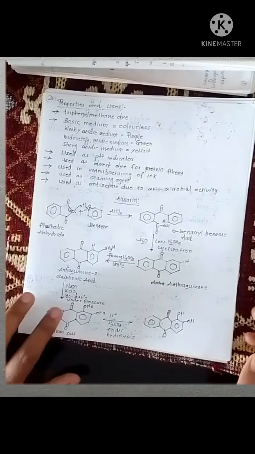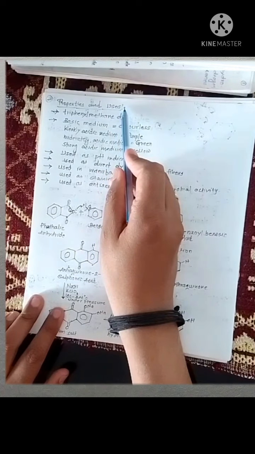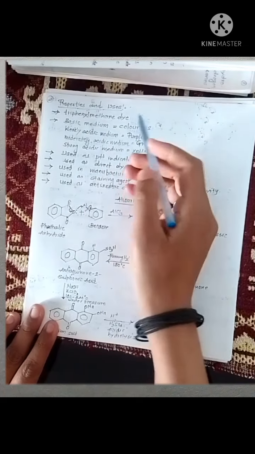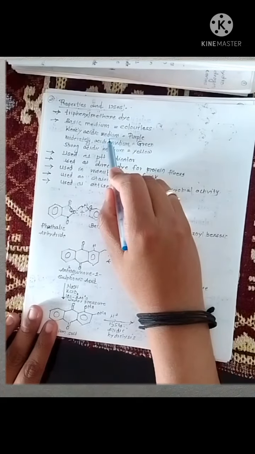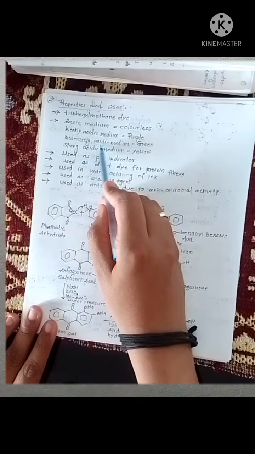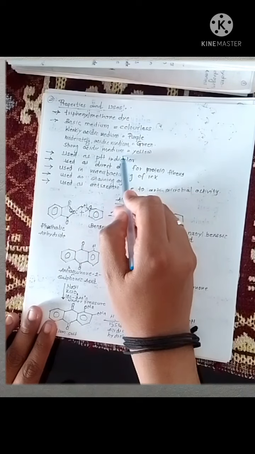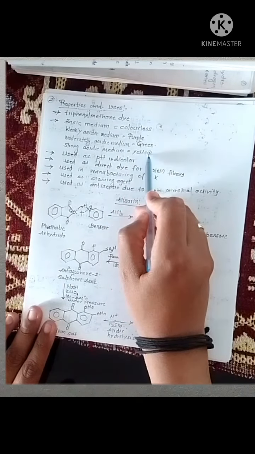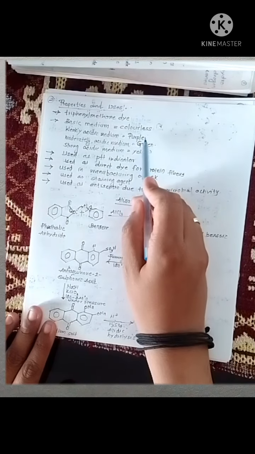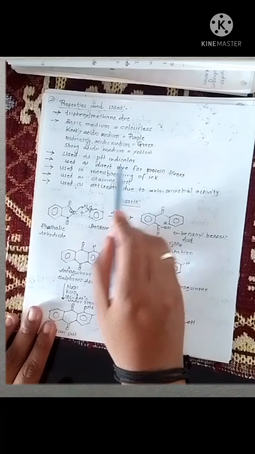So now, properties and uses of triphenylmethane dye or crystal violet dye. In basic medium, it is colorless. In weakly acidic medium, crystal violet dye gives purple color. In moderately acidic medium, it gives green color. In strongly acidic medium, crystal violet dye gives yellow color. Therefore, because this color change depends on pH, it is used as a pH indicator.